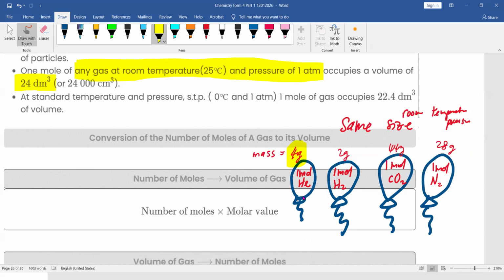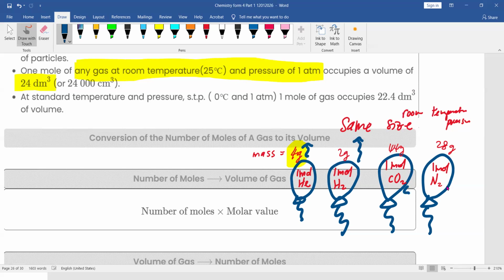A balloon that is as big as my body is only 4 grams. Is it very light or very heavy? Light. So will it float or sink? Float. That's why helium balloons will float. Helium balloons will float. Hydrogen balloons will float.